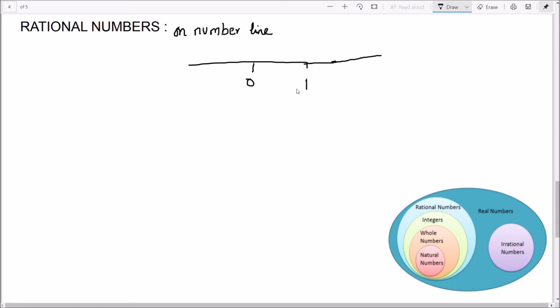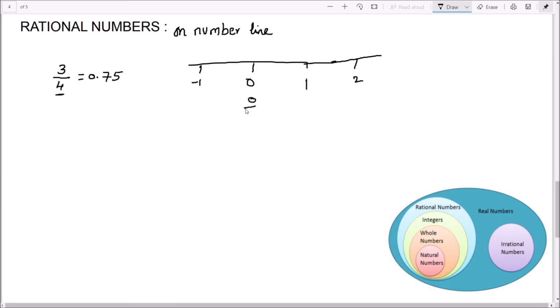So take a number line: 0, 1, 2, and the same way on the left side of 0, my negative numbers will be there. Suppose I want to represent 3 by 4 on the number line. When I convert 3 by 4 into decimal, it is 0.75. That means it will lie in between 0 and 1.